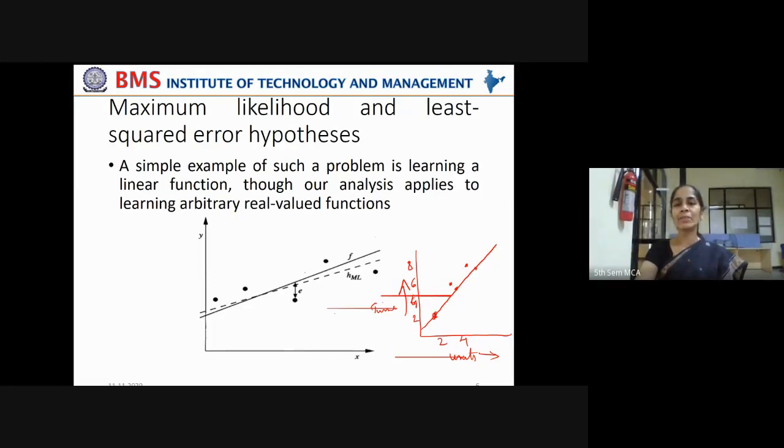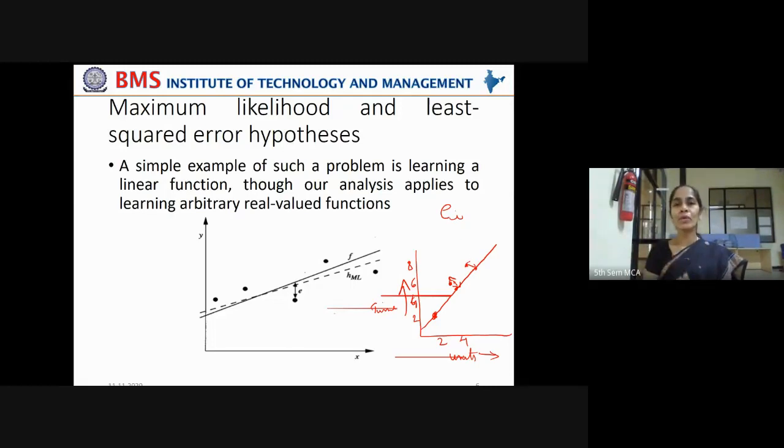First point, it has made a correct prediction. Second point, it has made a somewhat wrong prediction. Why? Because there is a difference between these two. The actual point is here and the prediction is here. So there is a difference, that is EI, what I told you in the previous slide, the error in the prediction. Again, here also there is some error in the prediction.